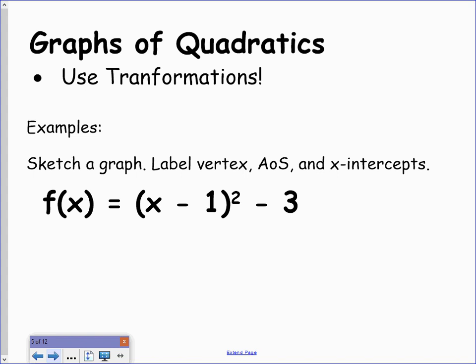I've got f of x equals quantity x minus 1 squared minus 3. Can you, from that equation, give me the vertex? Yes, what is it?